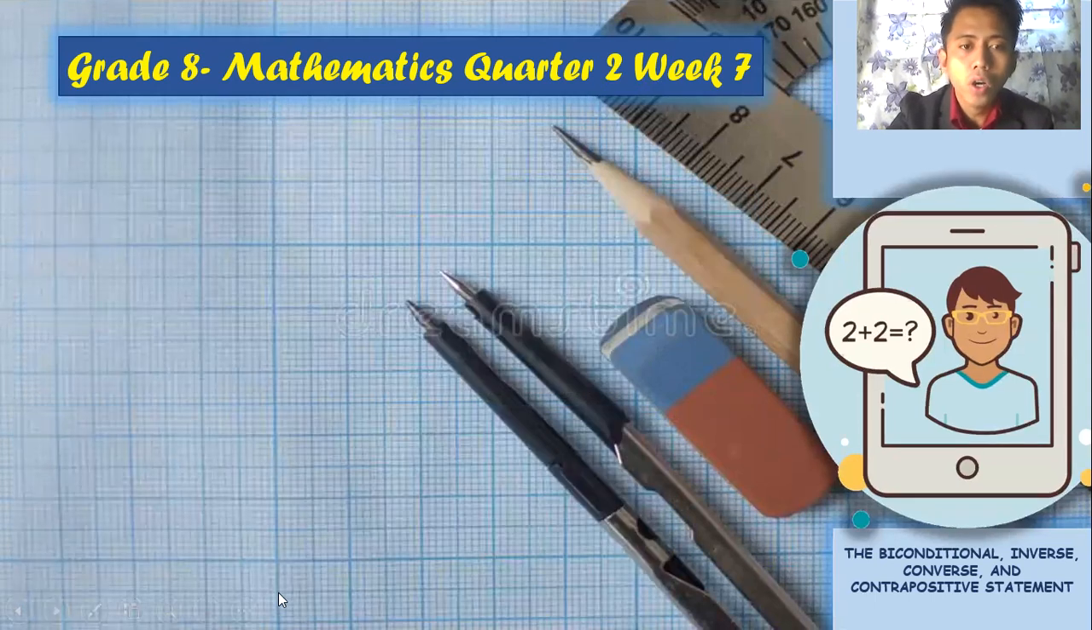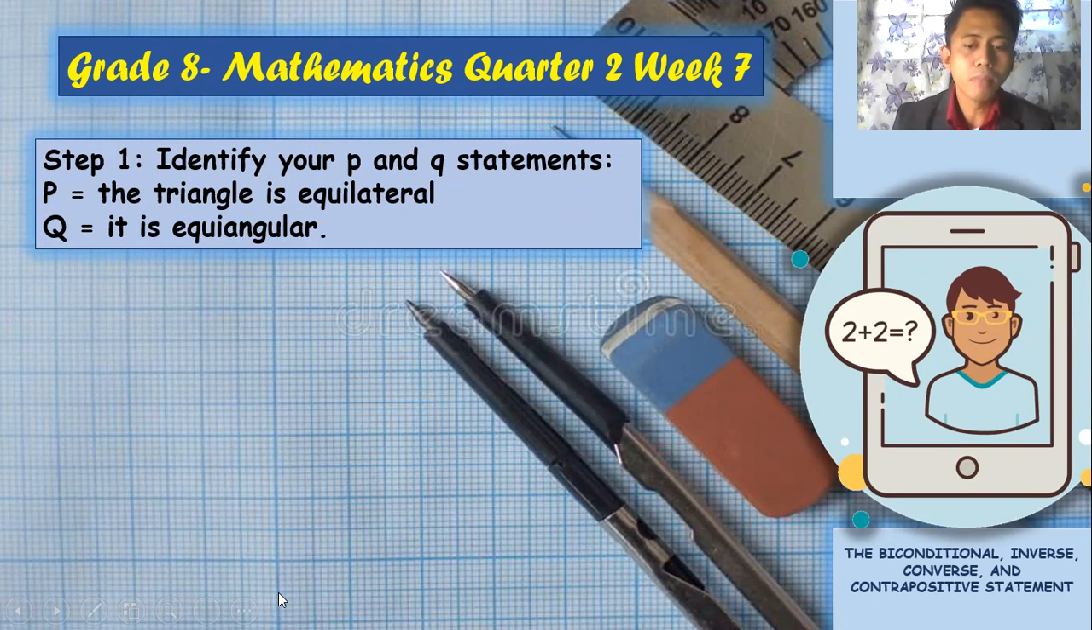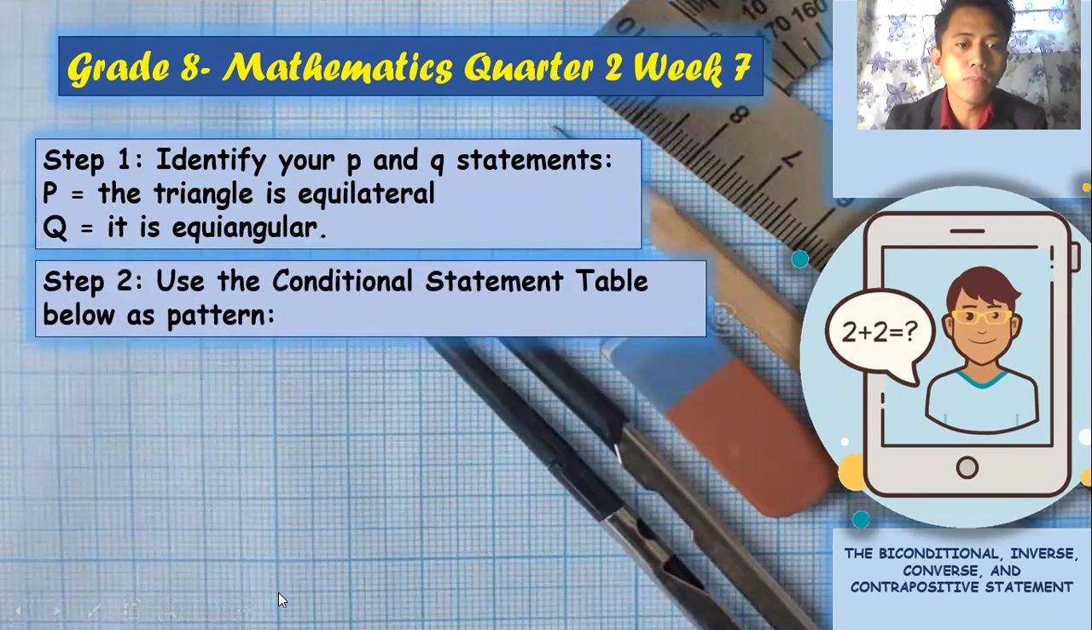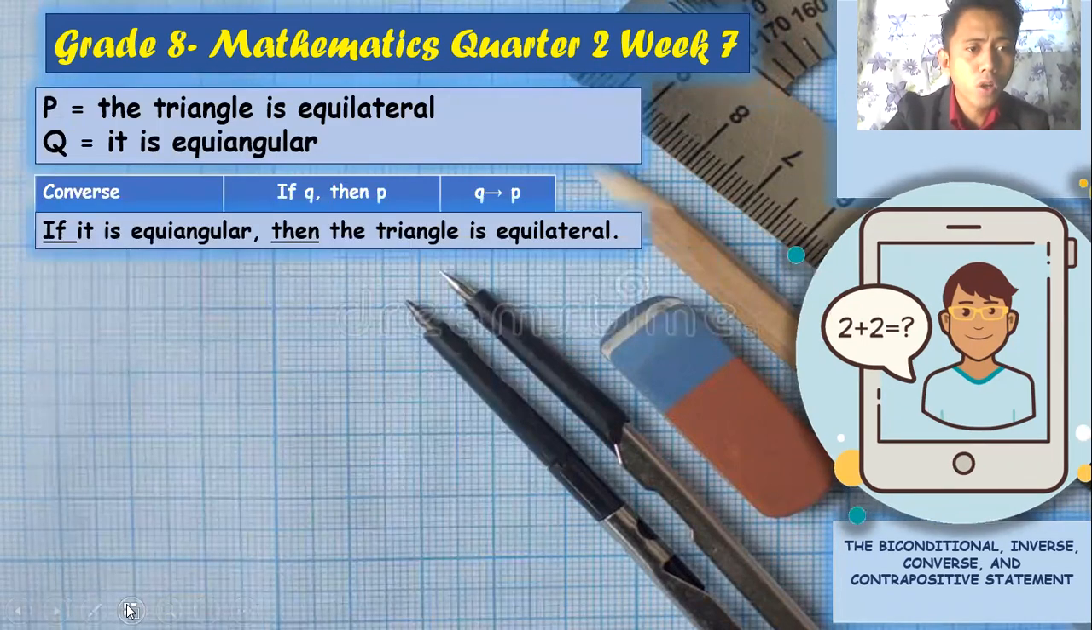Okay. So, after identifying our P and Q statement, we can now proceed to our second statement. And what is that second statement? We can use the conditional statement table below as a pattern. So this is our conditional table below, right? So we have the conditional statement, converse, inverse, contrapositive, biconditional. Later, we are going to discuss that one by one, part by part. So first, let's have the converse.